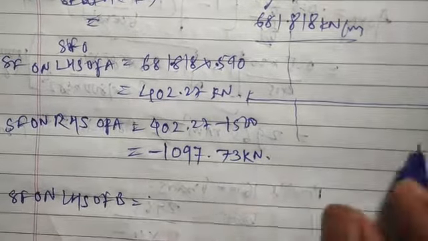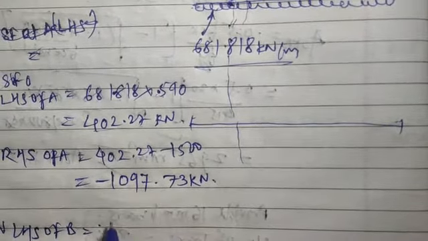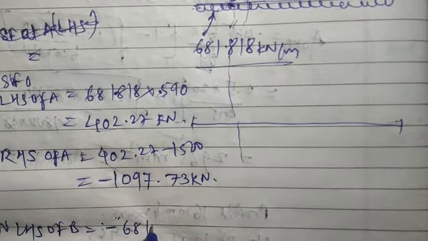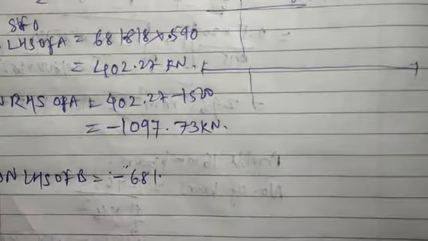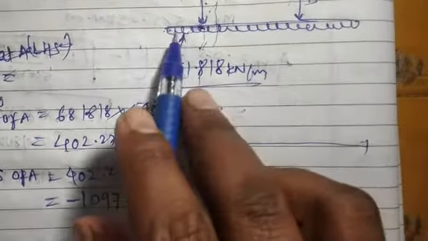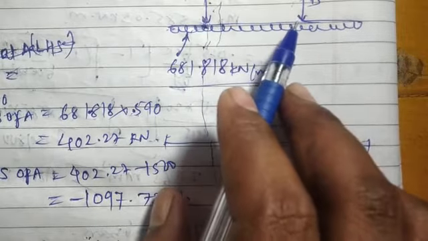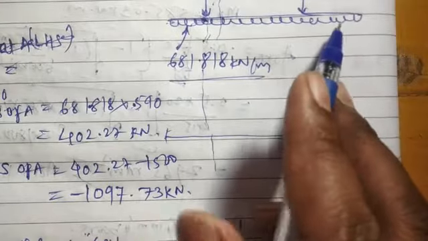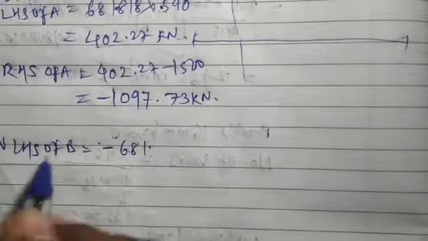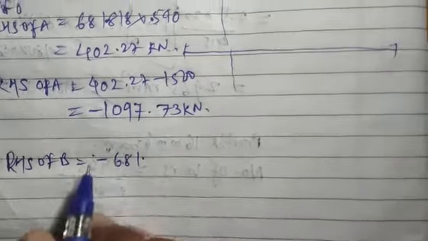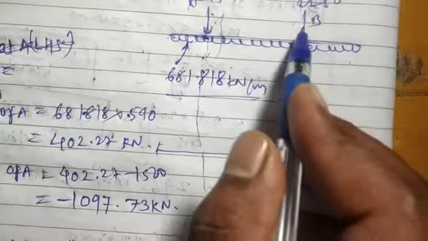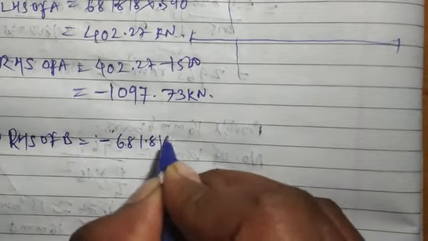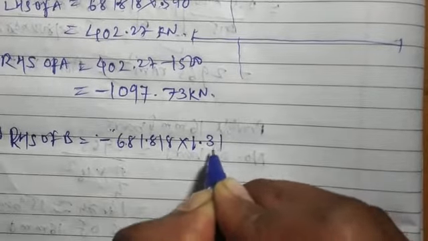Now we'll calculate the shear force on the LHS of B. If you calculate the shear force on the left hand side of B, you have to multiply this 681. For simplifying the calculation, taking this loading for the left hand side shear force would not be very difficult, but we have a simpler way. We'll first calculate the shear force on the right hand side. The shear force on the right hand side of B will be this UDL only, 681.818 into the overhanging portion, that is 1.31 meter.